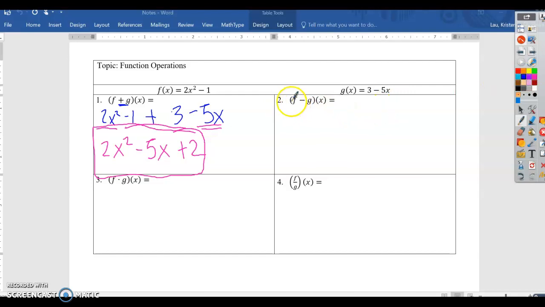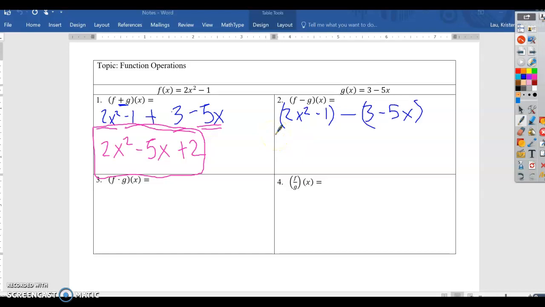Okay, let's see what we're doing over here. We have f minus g of x. So we're going to take f and we're going to subtract g from it. Okay. So there's a couple different ways that you can do this. You can just subtract the like terms, or I like to get rid of the parentheses first and then combine my like terms because it's easier.